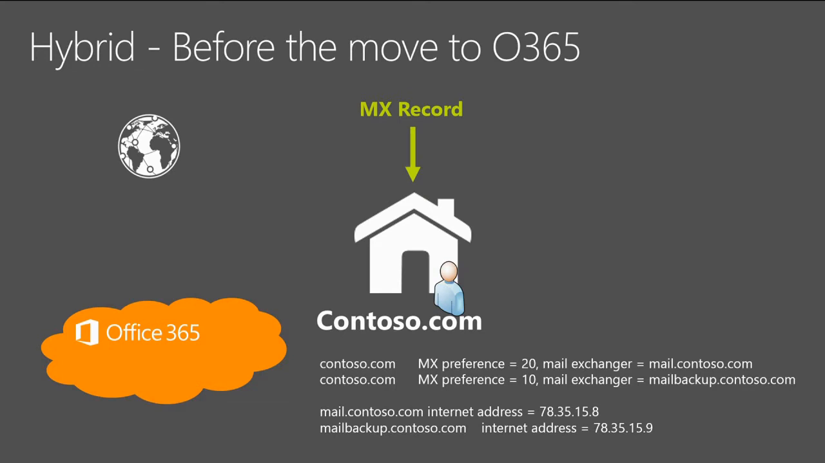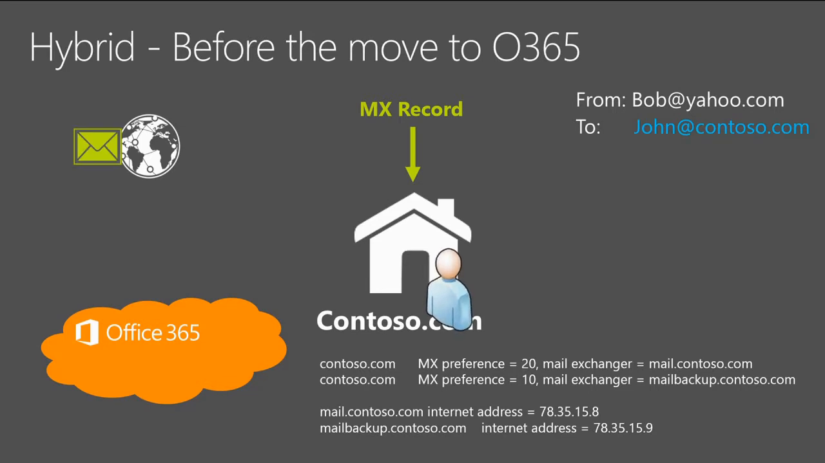They have a mail.contoso.com and mailbackup.contoso.com. In this world, mail from Bob at yahoo.com, so from the internet. That globe, by the way, is the internet. From yahoo.com, when it needs to send a mail to John at Contoso, it would go directly to Contoso.com because the MX record points to Contoso.